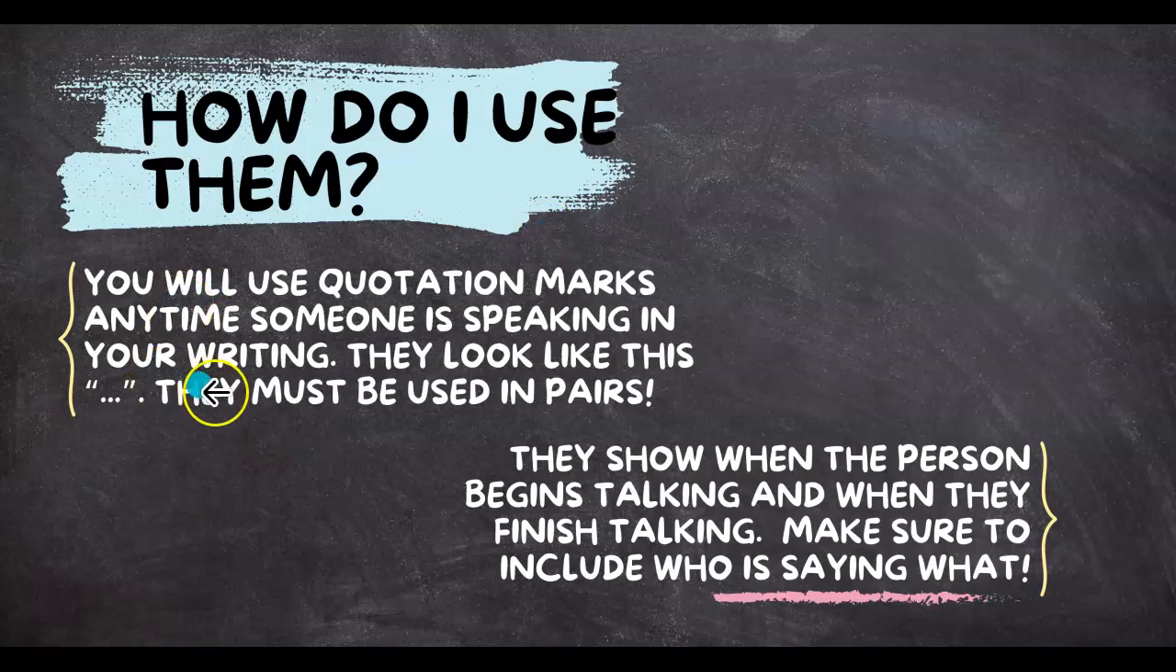They look like this, as I just showed y'all, and they must be used in pairs. And so what I mean by that is if you have a beginning quotation mark, you also need to have an ending quotation mark, so those two are a pair together. So you must have both while you're writing. They show when the person begins talking and when they finish talking. So this first one shows when they are beginning to talk, and the second one shows when they are finished talking. And make sure to include who is saying what. So you can't just have quotation marks without having it say, like, Heather said this. Like, you must have a dialogue tag, which I will explain in a second.